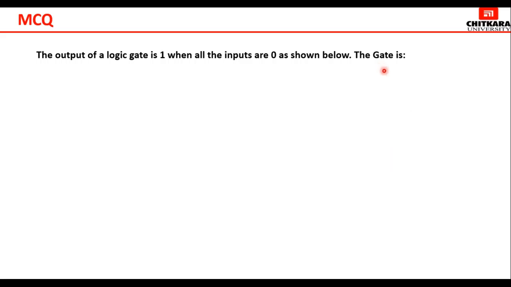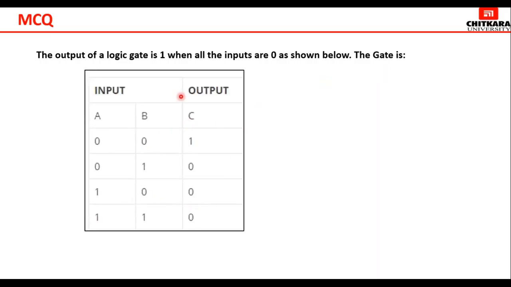The output of a logic gate is 1 when all the inputs are 0, as shown below. So this is your truth table given. So you can see that the output of a logic gate is 1 when all the inputs are 0. Which gate is this? A NAND gate, an exclusive OR gate, NOR gate, or exclusive NOR gate? Mark your options, hurry up.